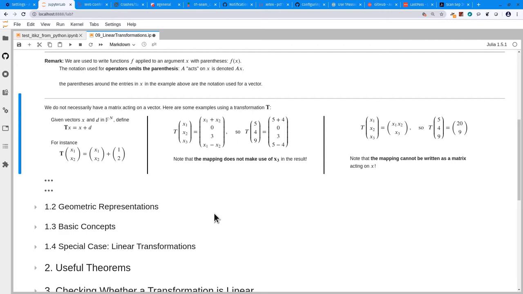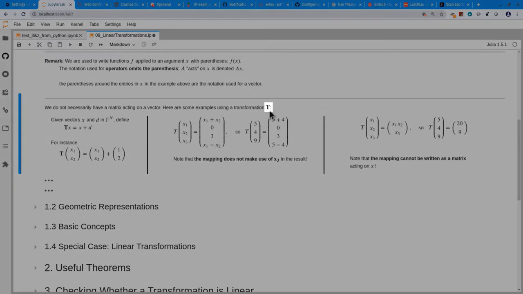We could have something more general. So here I've given 3 examples. This time I'm going to use capital T for the transformation operation that I'm going to apply to my vector x. My first example is that operation applied to the vector x simply takes x and adds a constant vector to it. T of x1, x2, for example, would be x1, x2 plus the vector 1, 2. It moves the x vector by that constant vector 1, 2.